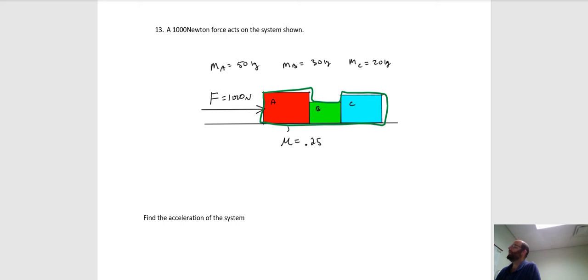You can put multiple gravitational forces if you want, but you don't have to. You could put one gravitational force and use a mass of 100 kilograms, that's the sum of the three. You could put one vertical normal. You could then put one frictional force, right? And then you can calculate the frictional force by normal times coefficient of friction, and then just write a Newton's second law equation to find the acceleration of the system.